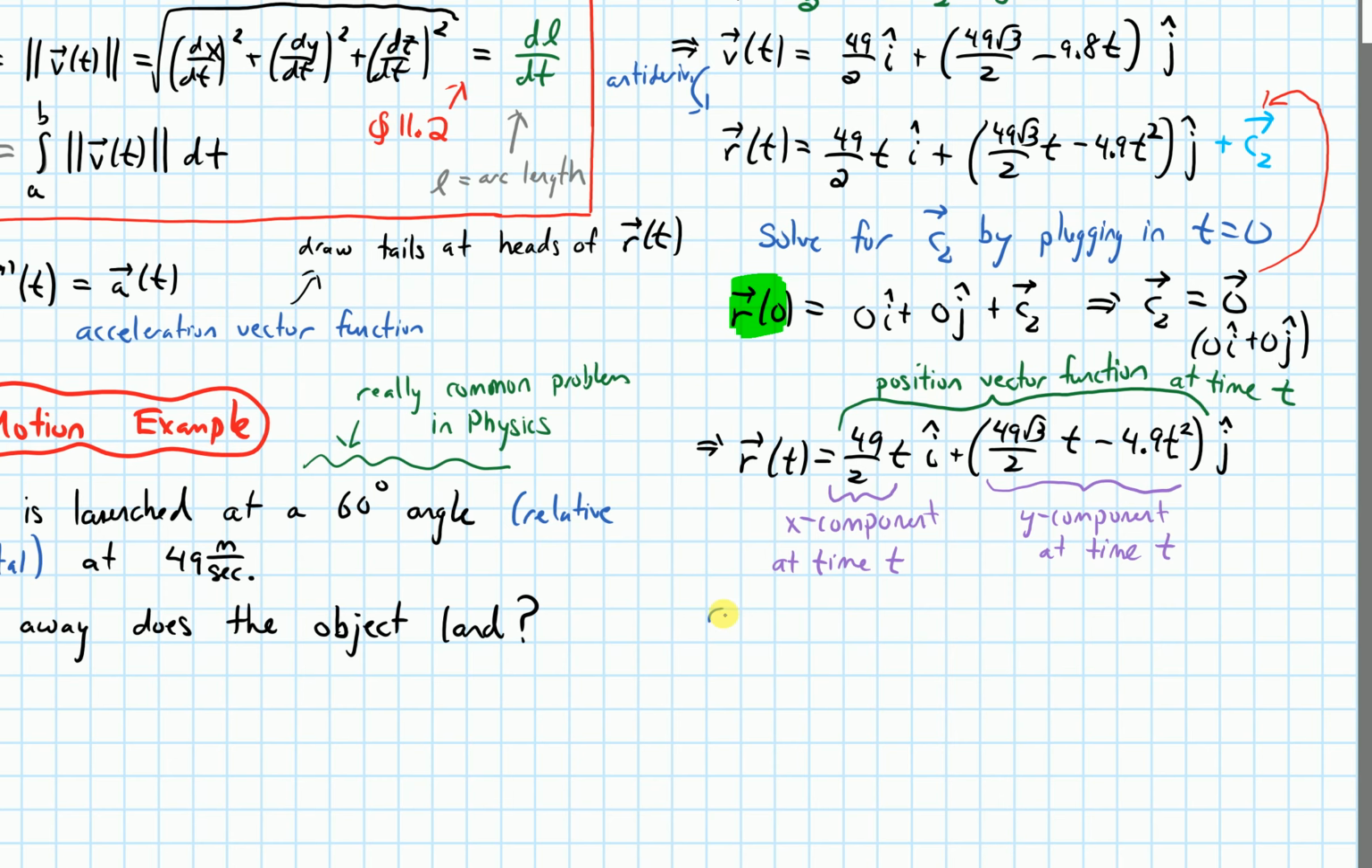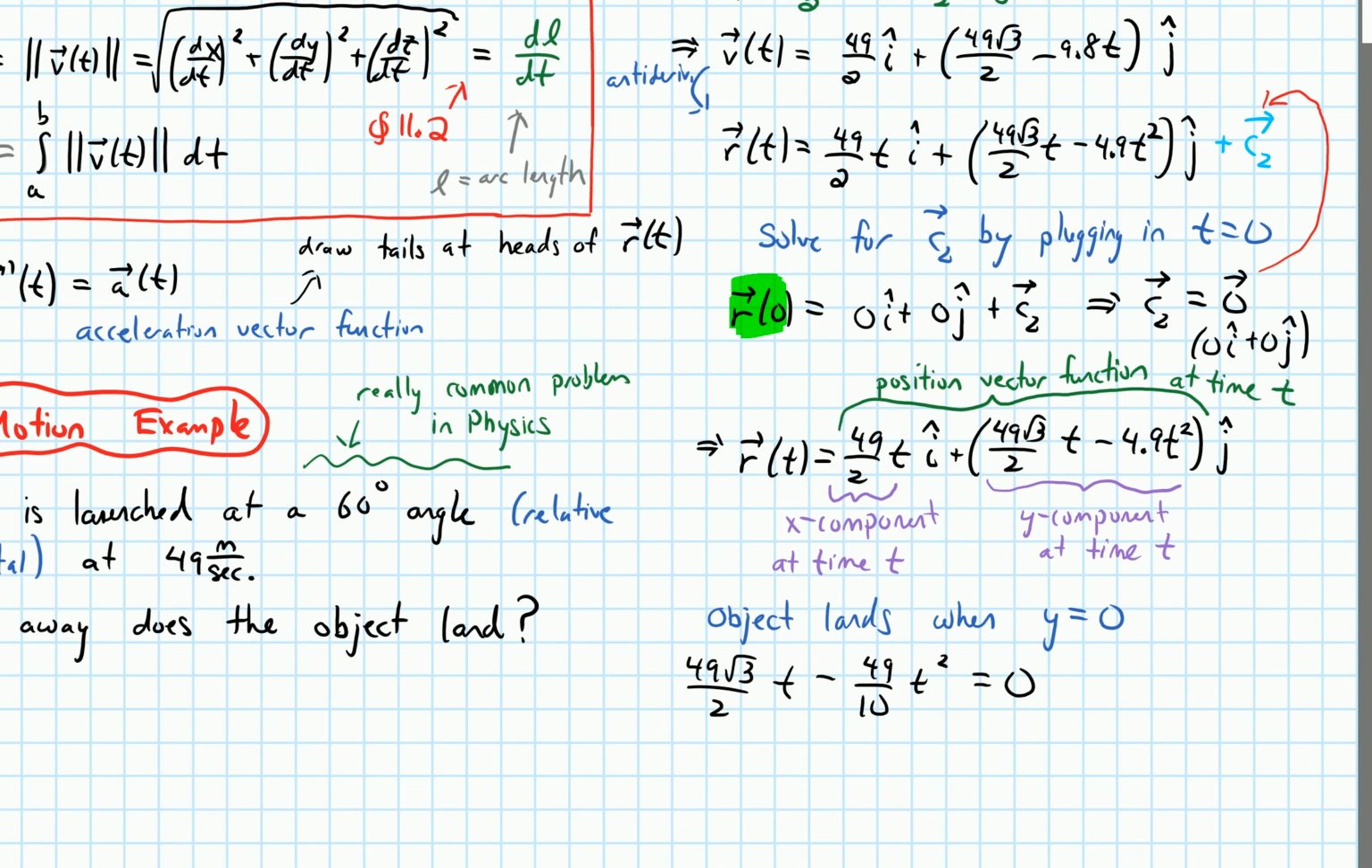So we want to know something about when the object lands. The object lands when the y coordinate, or the y component, is 0. So let's set that y component equal to 0. So we are going to get 49 root 3 over 2t minus 4.9 t squared. That's the y component, and we want to set that equal to 0. Let's rewrite 4.9 as a fraction. This is 49 over 10.